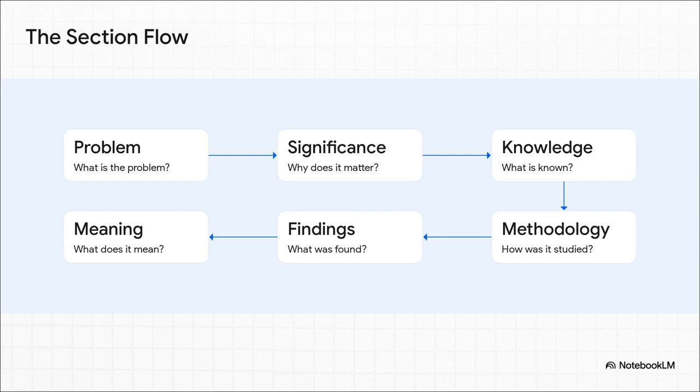4. How is it studied? Your step-by-step methods. 5. What was found? Your objective results. 6. What does it mean? That's your discussion. By ensuring each section answers its specific question, you perfectly connect every single part of the paper, from the abstract all the way to the conclusion, into one logical, unbroken, and highly compelling narrative.